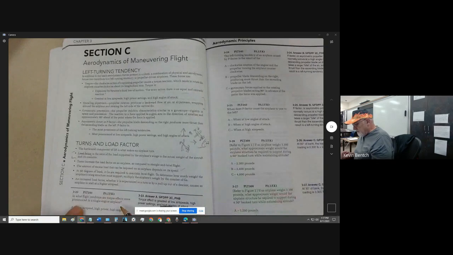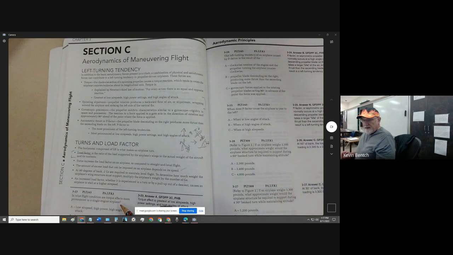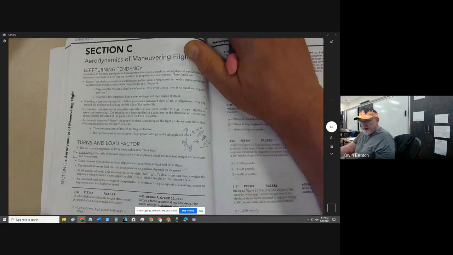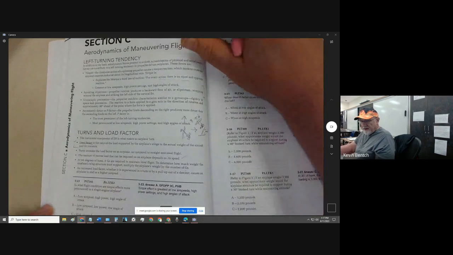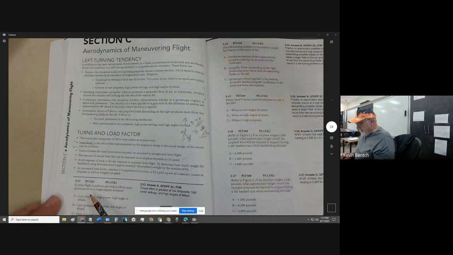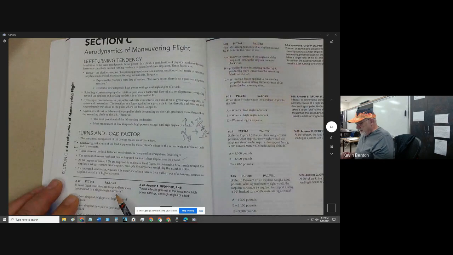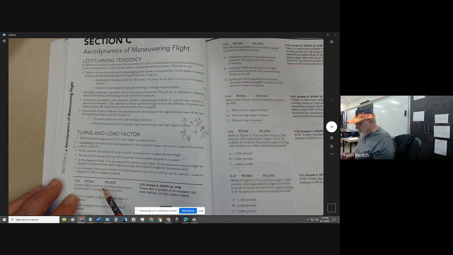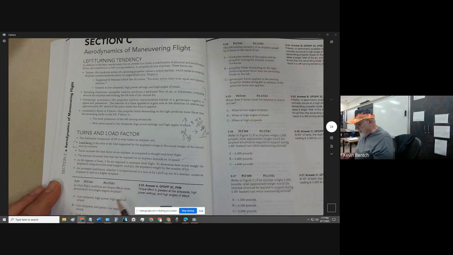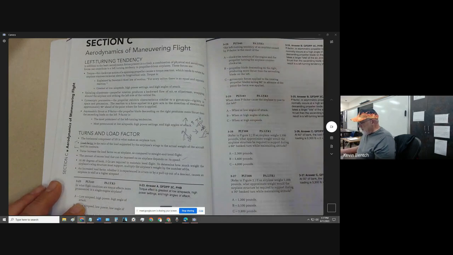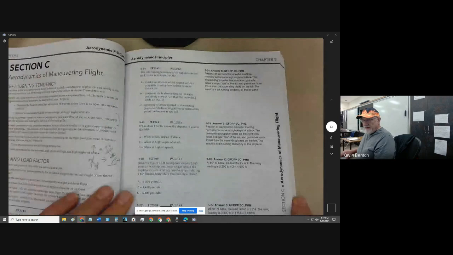Question 3-23. In what flight conditions are torque effects more pronounced in a single engine airplane? The answer is A, low airspeed, high power, high angle of attack. You're going to get that answer on a whole bunch of different questions. Number 3-24.